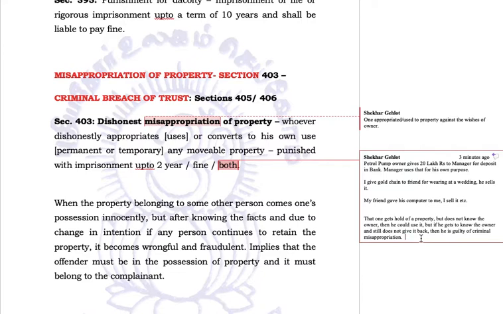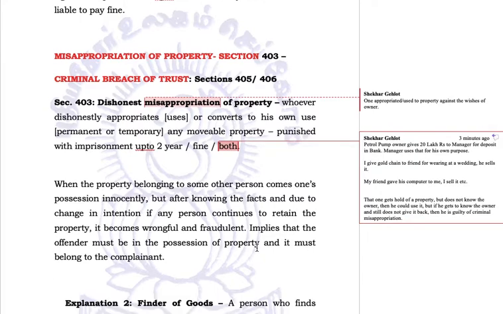For 2 days I did not know the owner, so it was not a misappropriation. But now when I come to know, and I have got a fraudulent intention and then I sell it off or I use it for my personal use, then it will be a criminal misappropriation of the property.